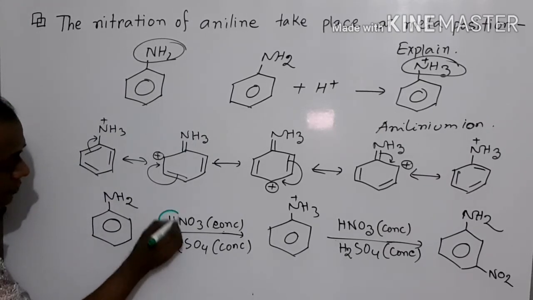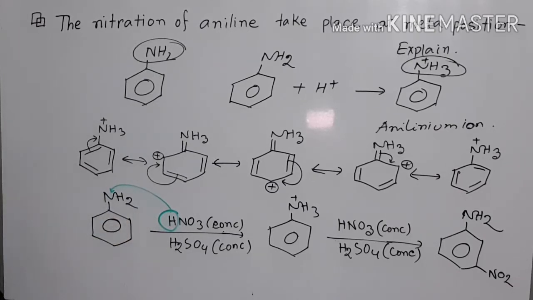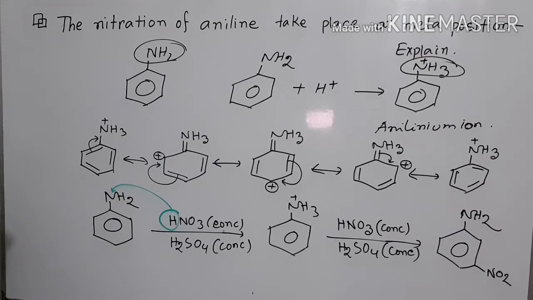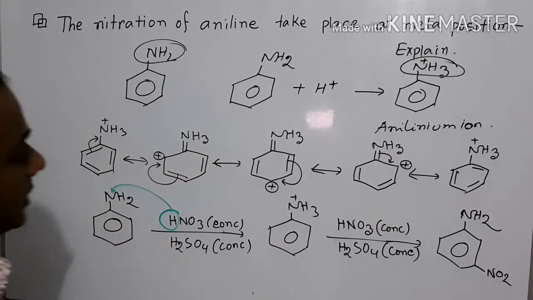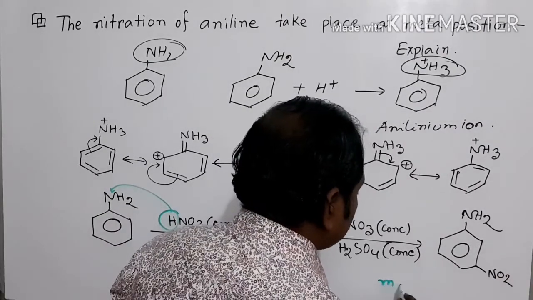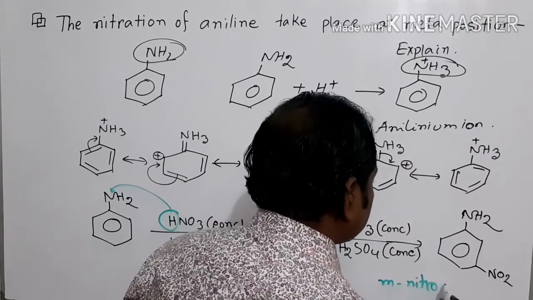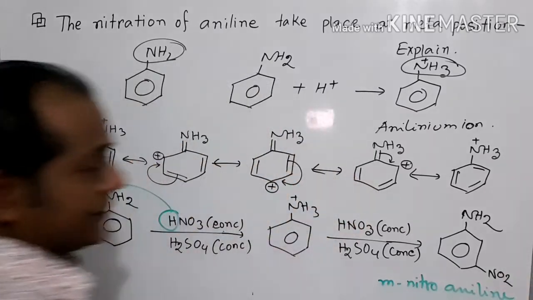By the presence of nitric acid, this hydrogen ion is accepted by NH2 group and we get anilinium ion, and nitration takes place, and the product is meta nitro aniline.